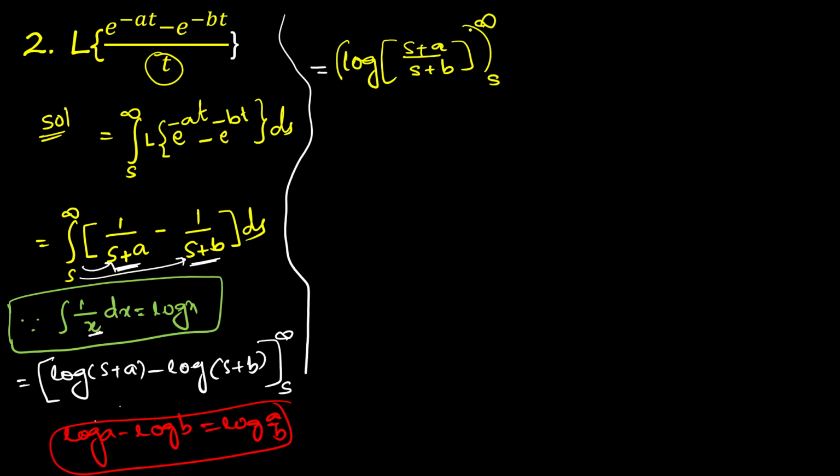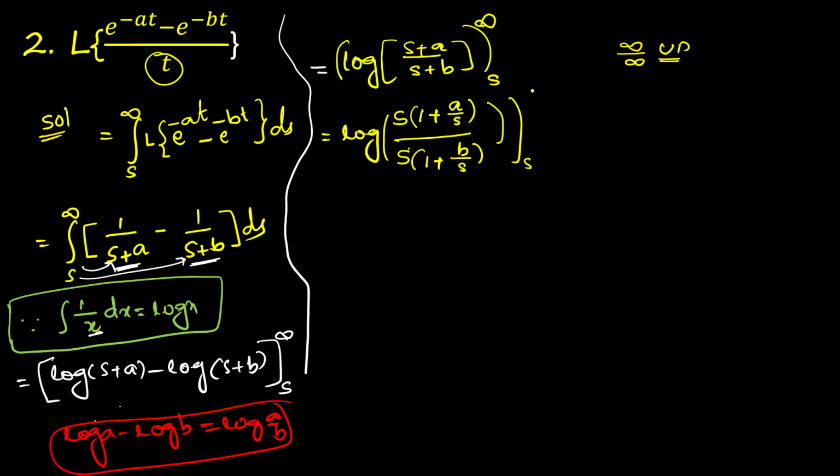Now let's see, if I apply the upper limit, the numerator gives infinity plus a, the denominator also infinity, so infinity by infinity means undetermined. So take the highest power of s common from the numerator and the highest degree of s common from the denominator. Here the highest degree is 1, so I am taking s as common, remaining 1 plus a by s. In the denominator s as common, so 1 plus b by s. If I multiply by s, we get the remaining term again. So here s to infinity.